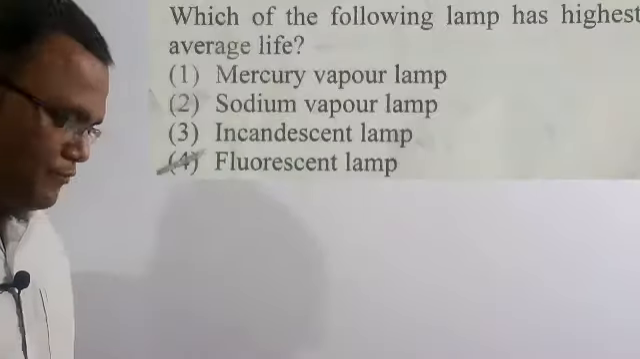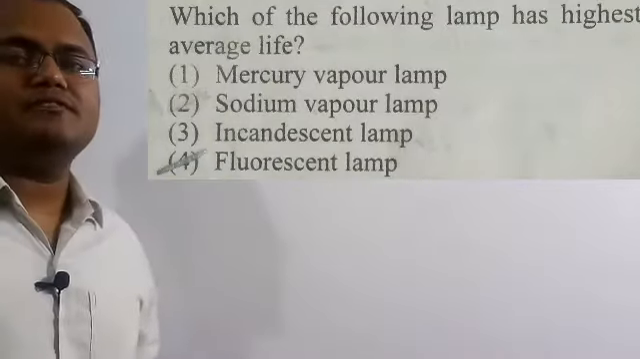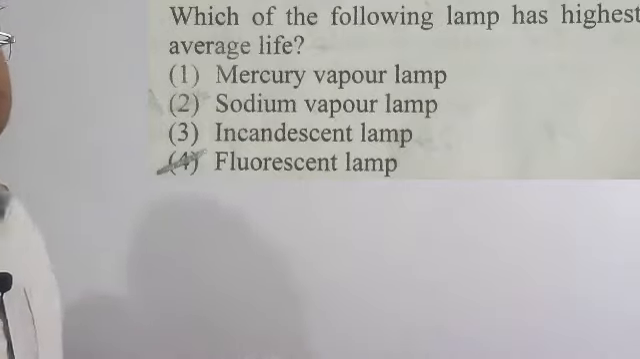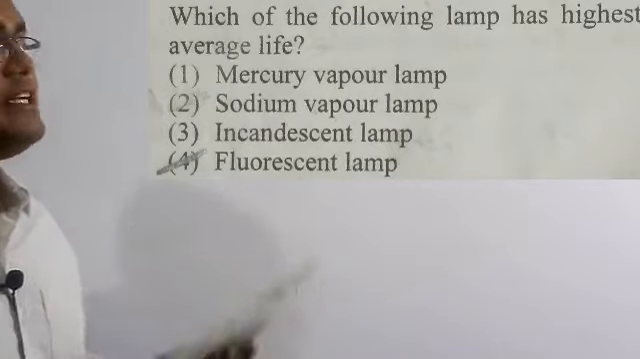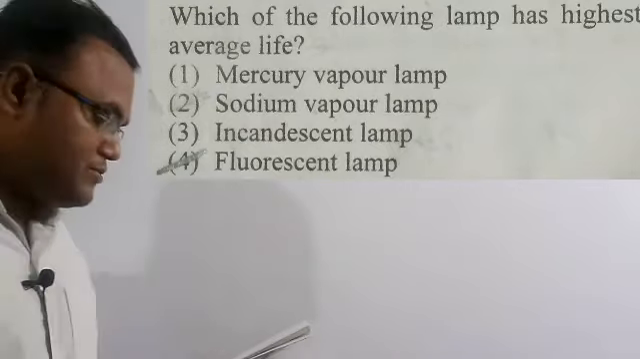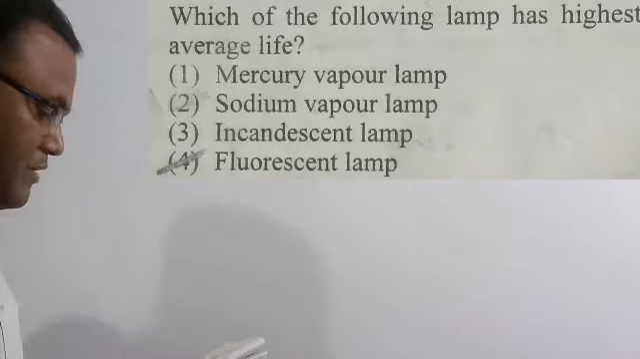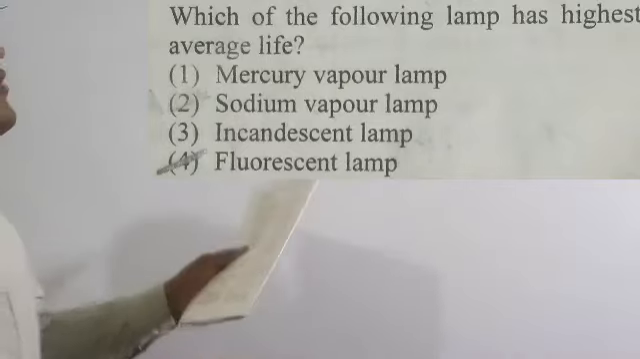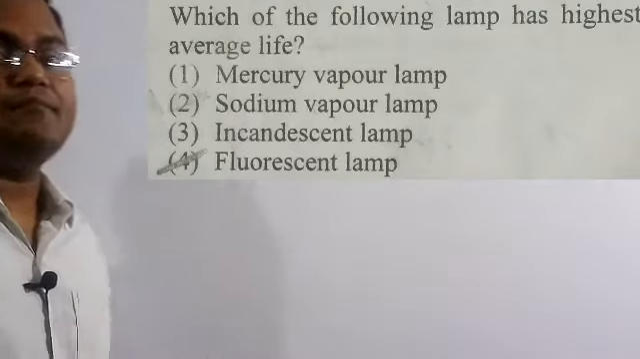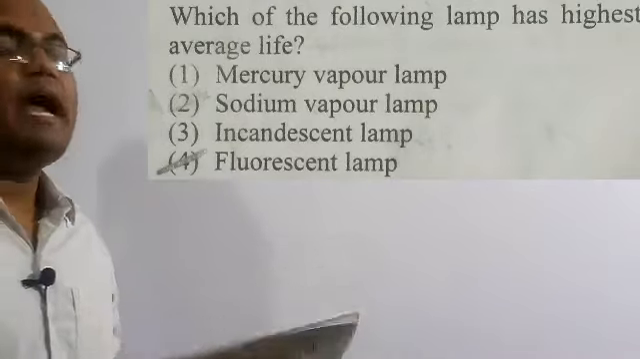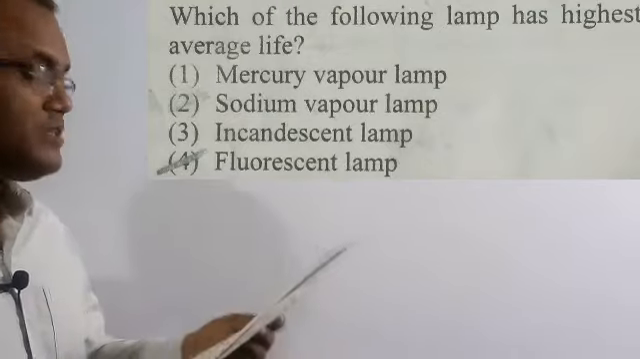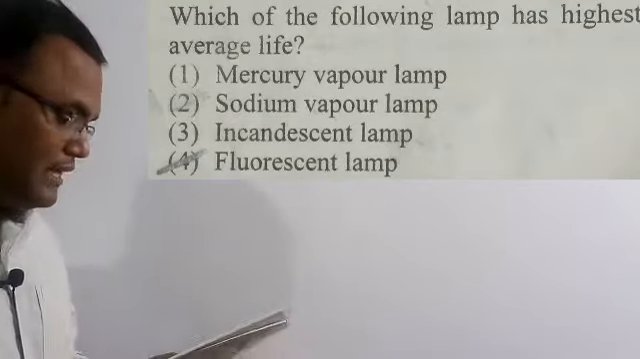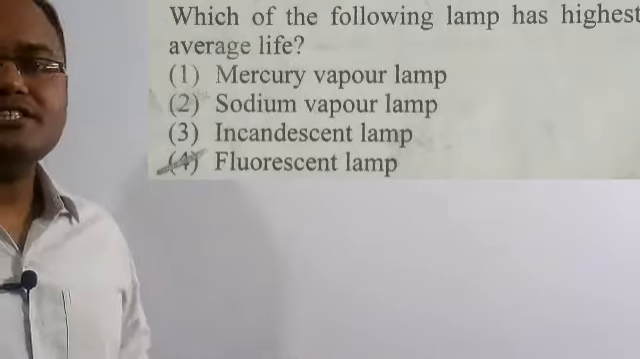So now we are going to solve the 72nd question. See the question here. Which of the following lamps has the highest average life? So out of the four options, which lamp has the highest life, means life duration is more. So option A, mercury vapor lamp. Option B, sodium vapor lamp. Option C, incandescent lamp. And option D, fluorescent lamp. So out of the four options, option D, fluorescent lamp, means the lamps which you use in the home, has the lowest life duration when compared to the remaining three lamps. So therefore, option D, fluorescent lamp has the highest lifespan.